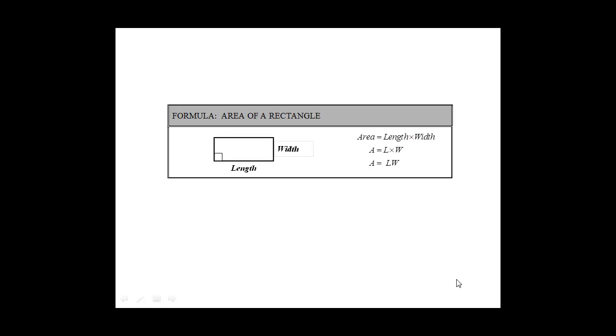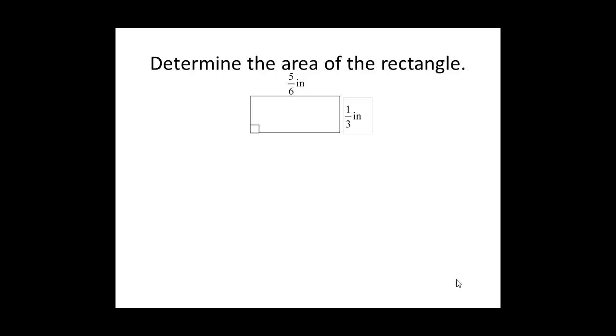Let's review the formula for the area of a rectangle. The area of a rectangle is equal to length times width. Determine the area of the rectangle. The length is 5/6 inches, and the width is 1/3 inches. We will multiply the length times the width. 5/6 inches times 1/3 inches.